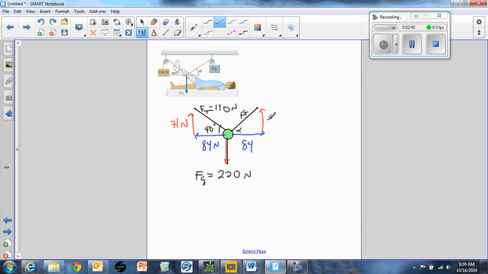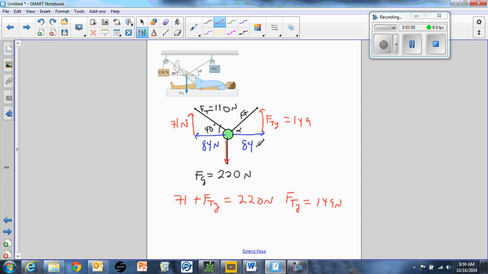So we'll call this Ft y. So 71 plus Ft y must equal 220 newtons. Therefore, Ft y equals 149. We know that because they have to equal, so that's 149.